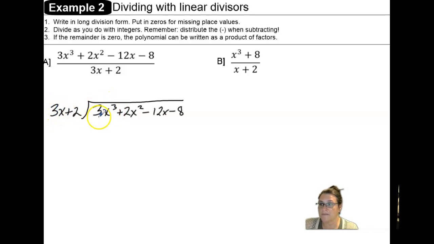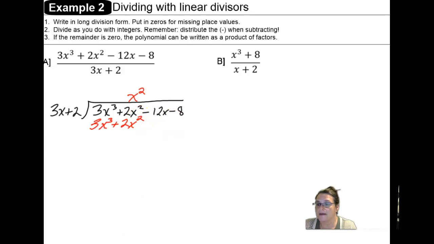Okay, so if I follow that long division algorithm, I focus on the first term in my divisor and the first term in my dividend. And I ask myself, how many times will 3x divide evenly into 3x cubed? Or you could think of that as 3x times what is 3x cubed? And the answer would be x squared. Okay, so if I multiply x squared from my quotient times my divisor, I have to distribute. So x squared times 3x is 3x cubed. x squared times positive 2 is plus 2x squared.